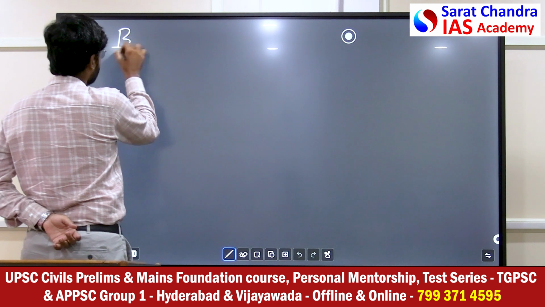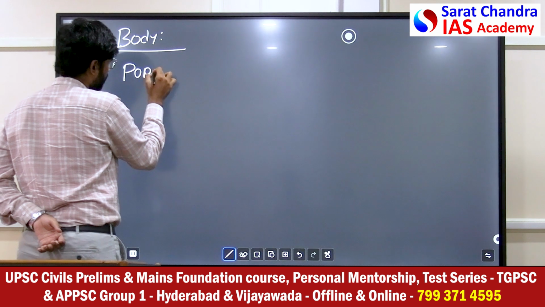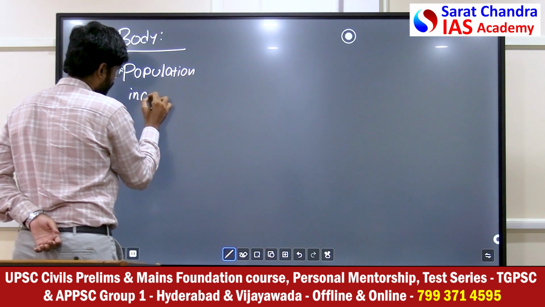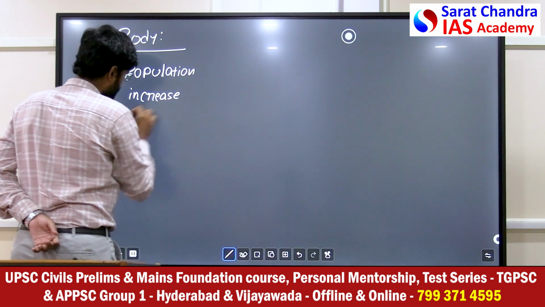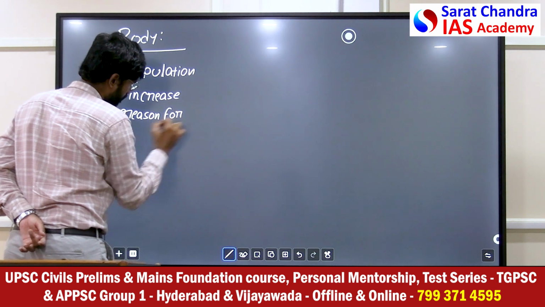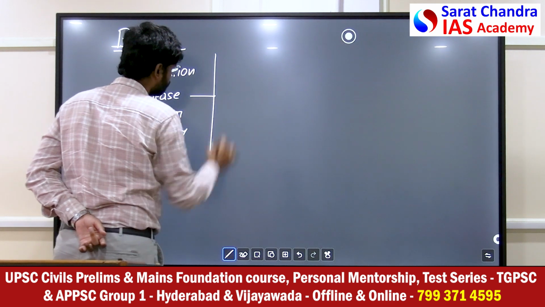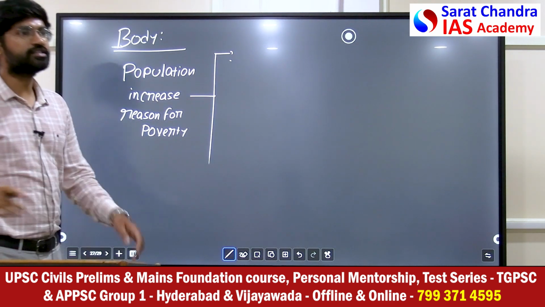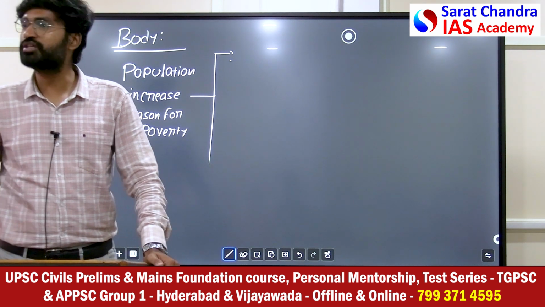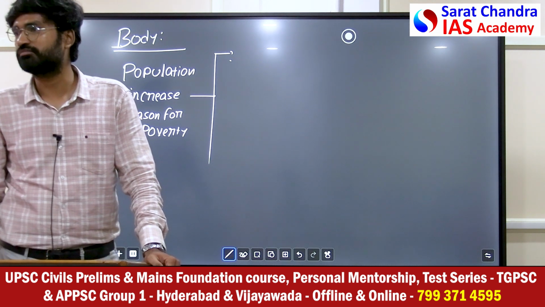The body part: how population increase is the reason for poverty. See how population leads to poverty. How does poverty come from population increase? How do you give the substantiation for that?